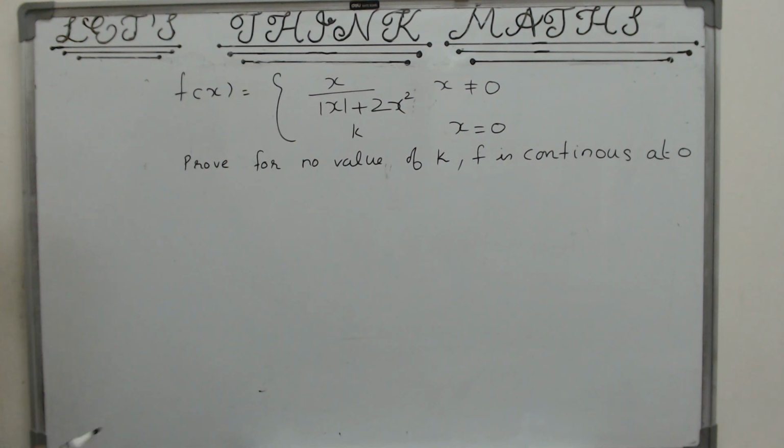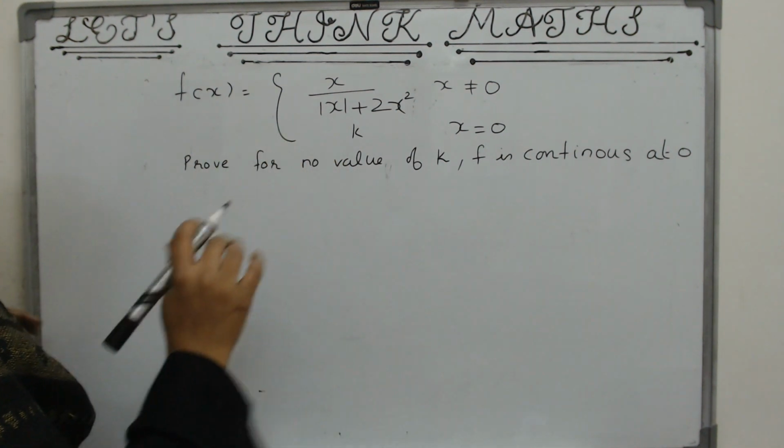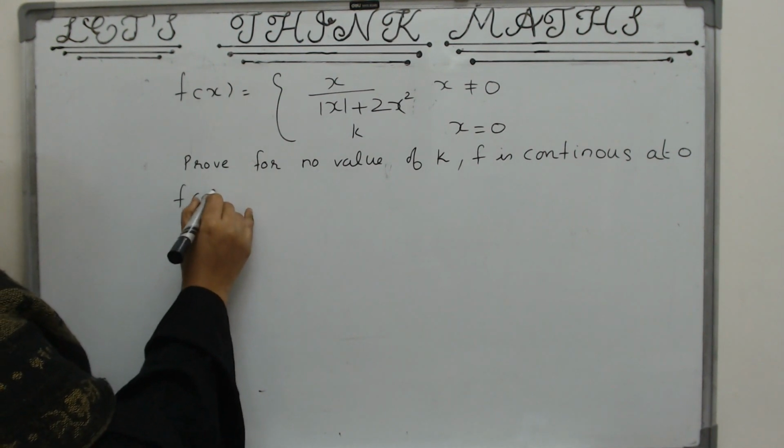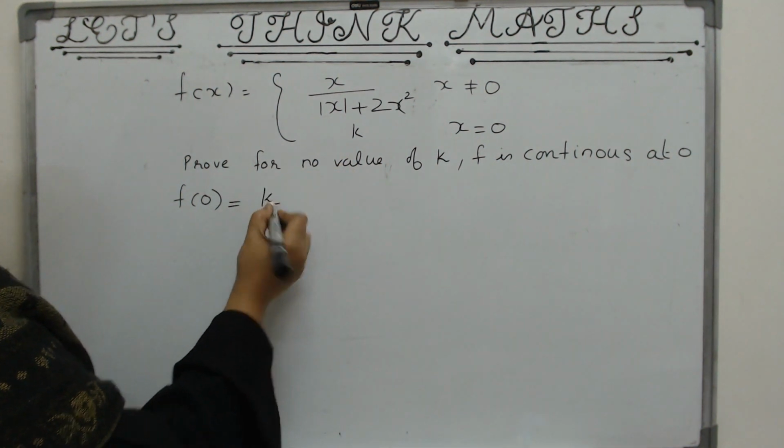And why is that? Let us check. Suppose, what is the condition to be satisfied if it has to be continuous at 0? f of 0 must exist. So here f of 0 is equal to what? K. We are fine there.